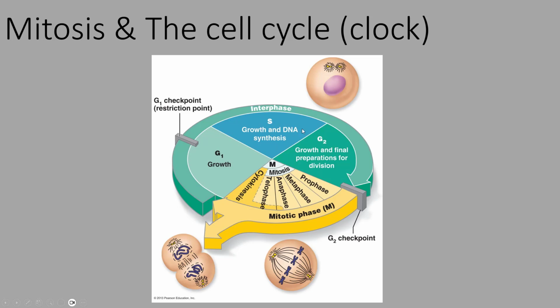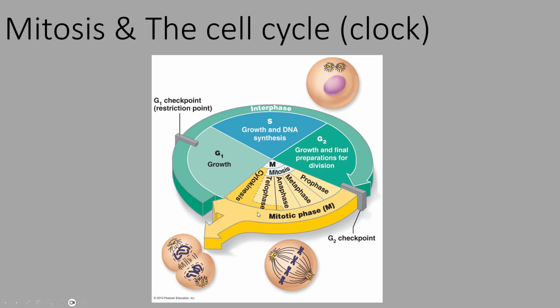We don't want to move out of S phase into G2 until we know that there is a complete duplicate set of DNA. As long as that's happened, then we move into G2. G2, we make sure everything is where it needs to be, and as long as it is, we move through the G2 checkpoint into mitosis.